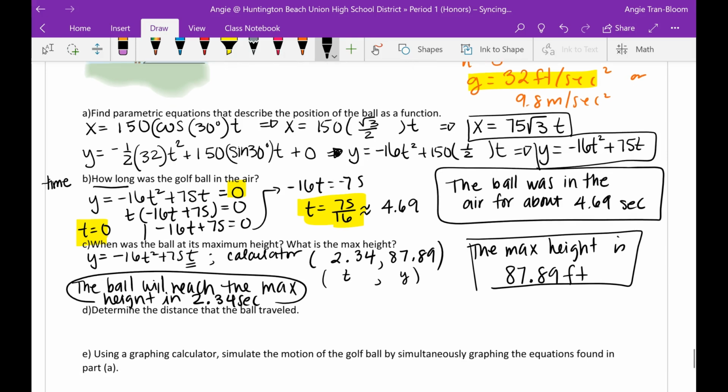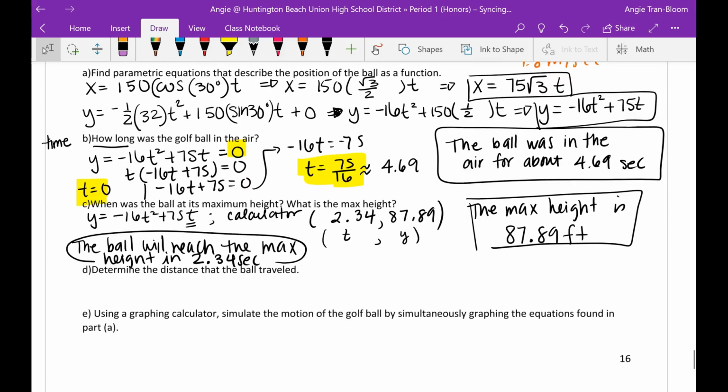Okay. D for dog, determine the distance that the ball traveled. So now this is the part where x is going to come in. Determine the distance that the ball has traveled. So the ball has traveled, meaning I'm not looking for height anymore. I'm looking at how far it went. So I will use my x equation, 75/3 times t. But what is t?